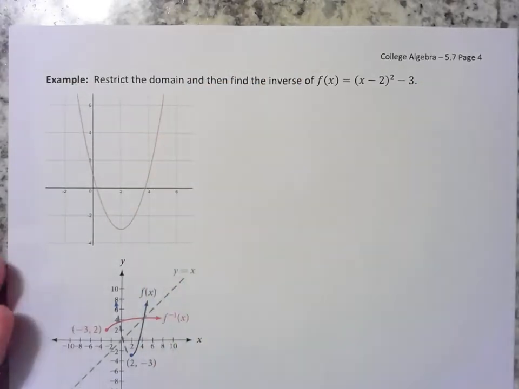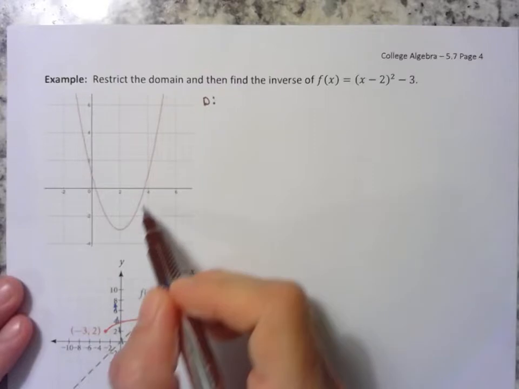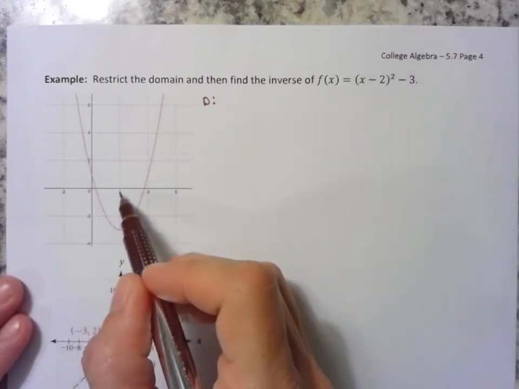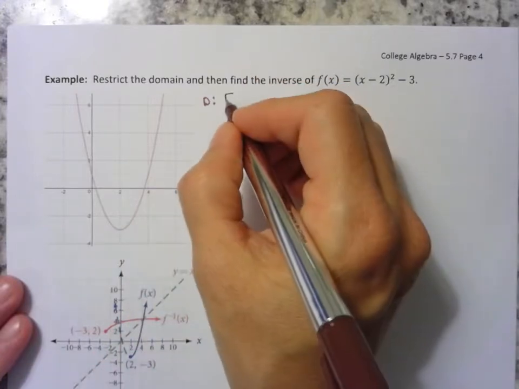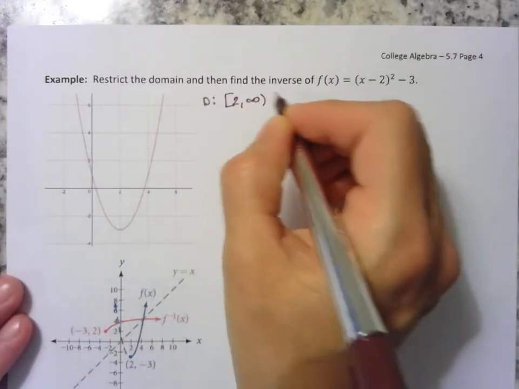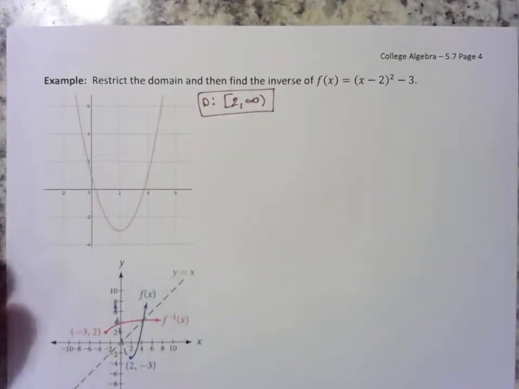So how do you want to restrict your domain? It really doesn't matter which way you restrict it, as long as you tell which way you are restricting it. So let's just take the positive side of this parabola, which means our x's need to start at 2, right? So we're going to do 2 to infinity as our domain. We have restricted the domain.